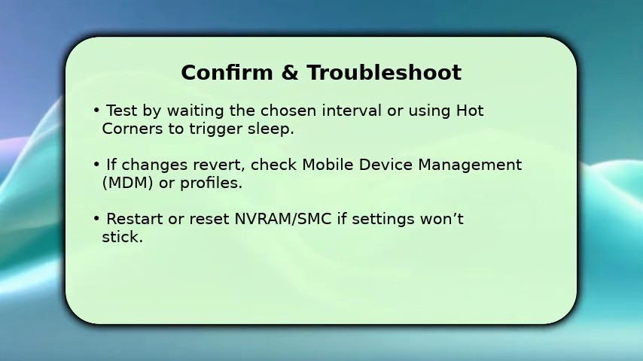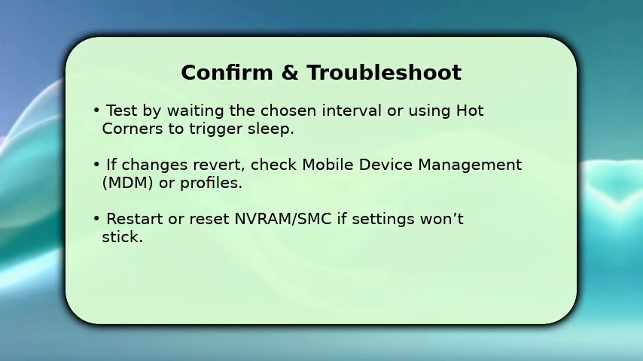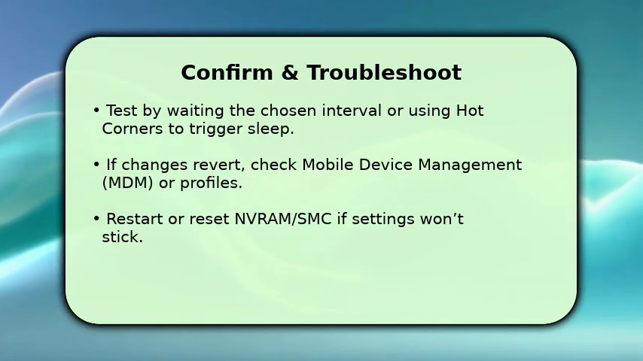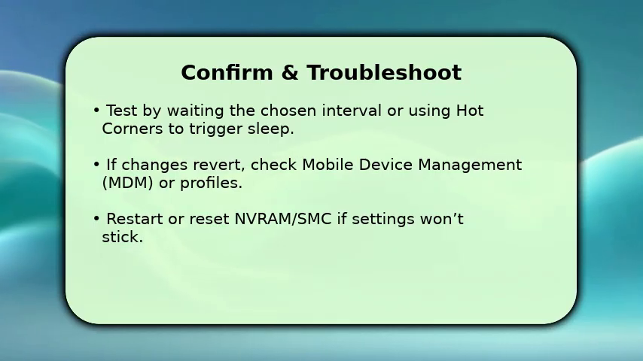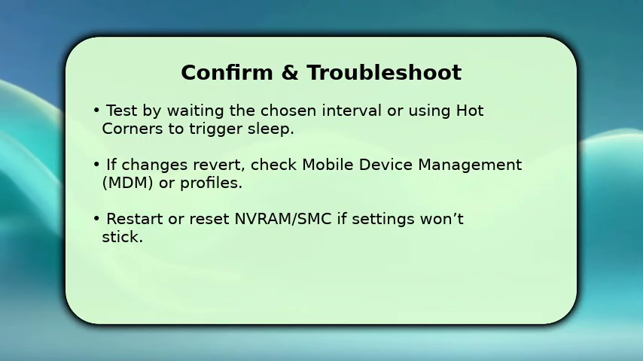If the timeout reverts or grays out, check for MDM profiles or configuration profiles that enforce policies. Remove or update them if permitted. If settings still won't stick, restart the Mac, and as a final step, reset NVRAM/SMC. This often fixes persistent power/display issues.